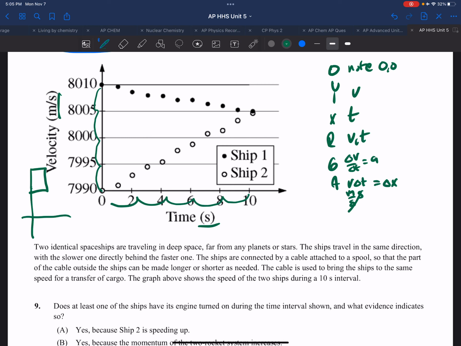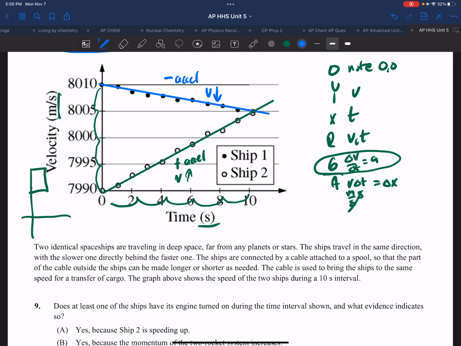Now, looking at the gradient being the acceleration, we can look at ship 1, and the slope of that would give the acceleration, and ship 2, the slope of that would give the acceleration. We notice that ship 2 has a positive acceleration, which means the velocity is increasing, and ship 1 has negative acceleration, and we also see that the velocity is decreasing in magnitude.